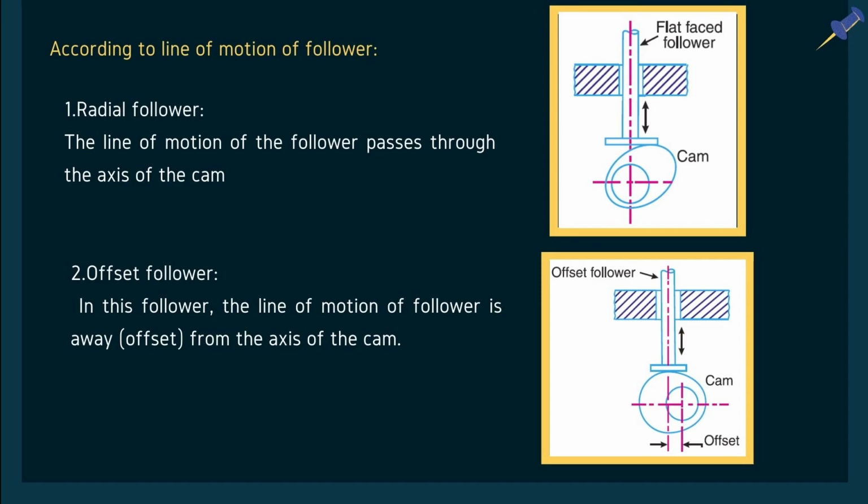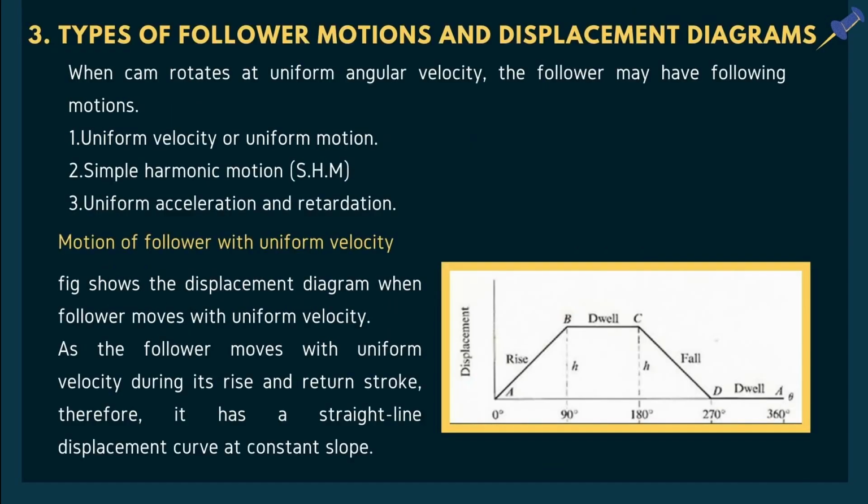For offset follower, it is very much clear from the second diagram that in case of follower, the axis of cam and follower are not passing through the same line. It means there is some distance between the two axes and that distance is called offset. Hence, the classification of follower is over. Now, we will discuss types of follower motions and displacement diagrams.